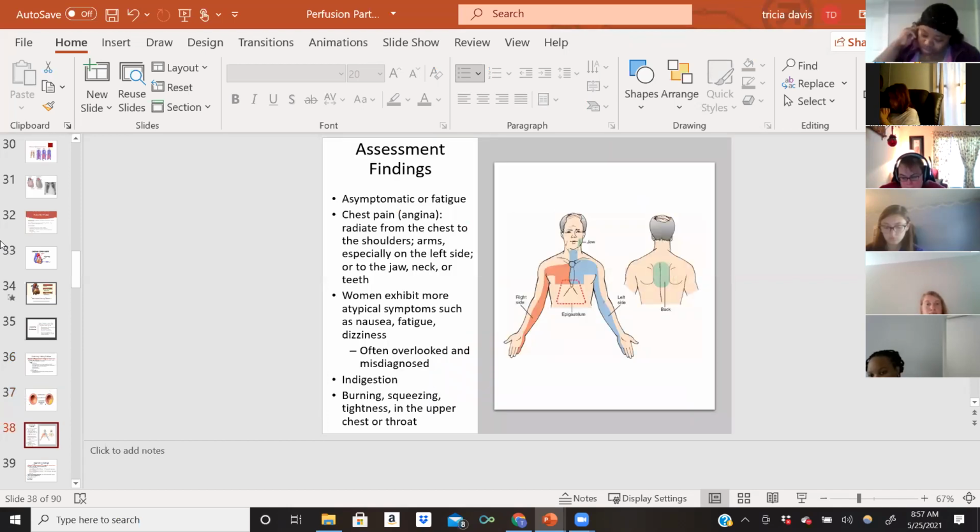So assessment findings, what are we going to see in our patients? They could be asymptomatic, right? Depending on how far the plaque has progressed, how much they have, what the occlusion is like, or they could present with fatigue. They might have chest pain, which we call angina, that can radiate from the chest to the shoulders down to the arms, especially on the left side. It can go to the jaw, the neck, or the teeth. So these are the common findings that we see.